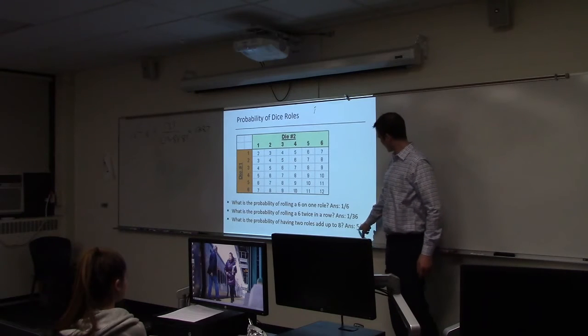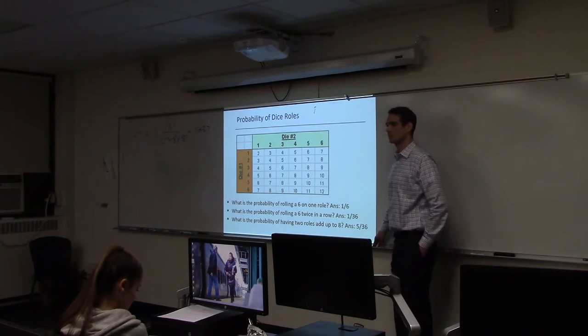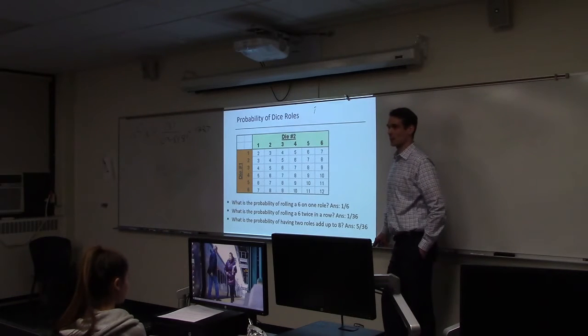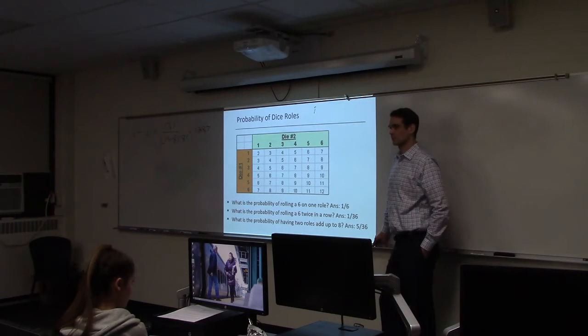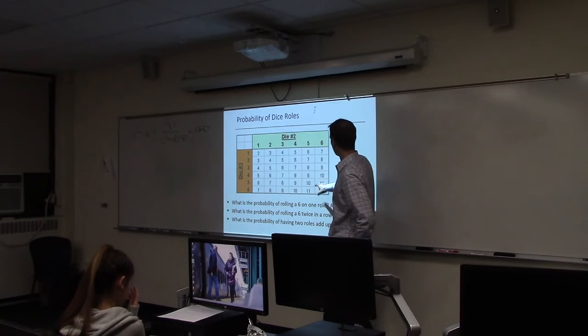All right, so tell me about these 2 numbers. How did I get the bottom number? Total. Total and sample space, total number of outcomes. How did I get the top number? 2 and 6, 3 and 5, 4 and 4. Yeah, the total ways that these could add up to 8.